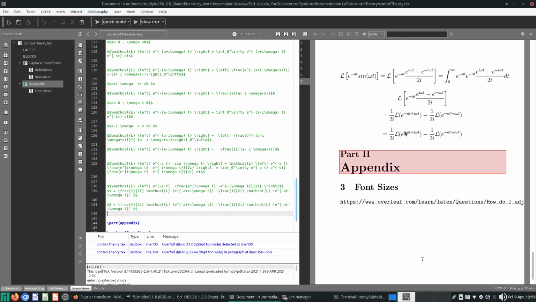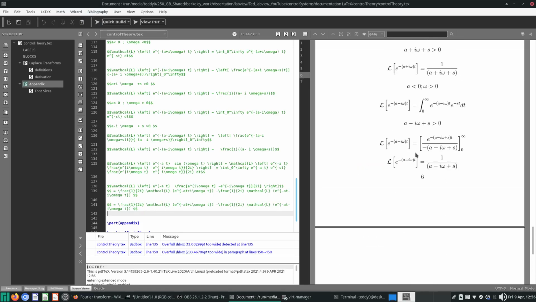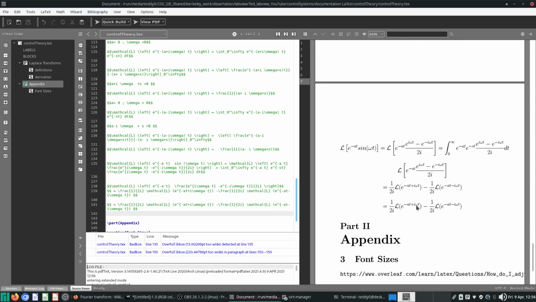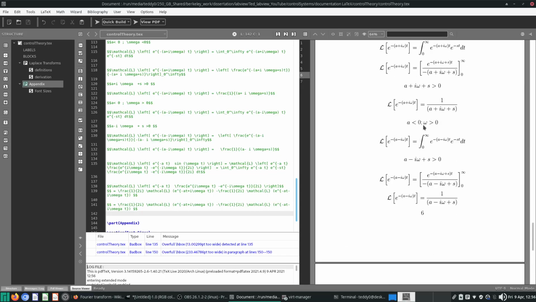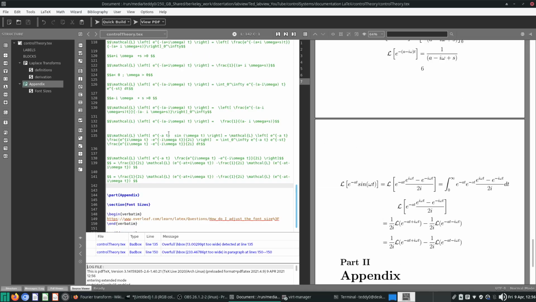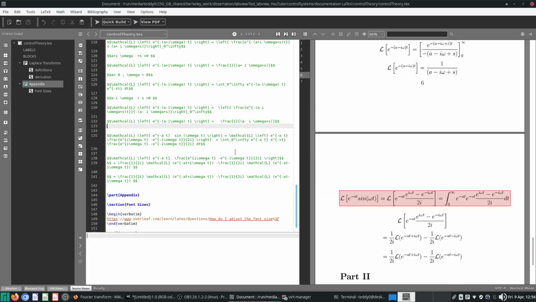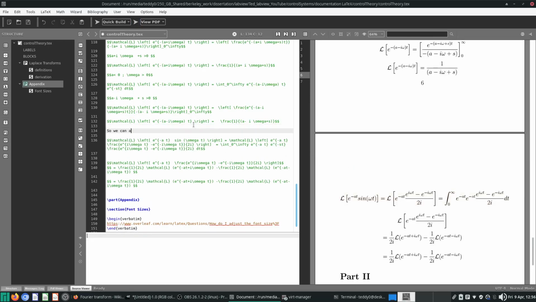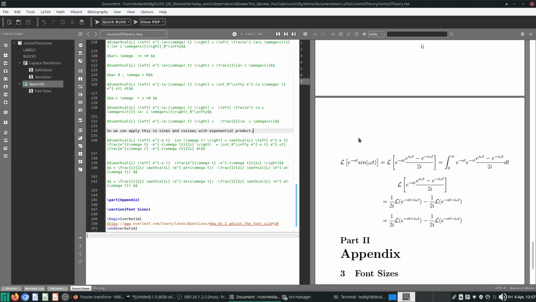So what are the expressions for e to the minus at plus I omega t, where a is less than 0 and omega is more than 0? This is the second part over here. I'll just copy and paste this Laplace transform over here. We can apply this to sines and cosines with exponential product. So these are decaying sine waves. Very simple.